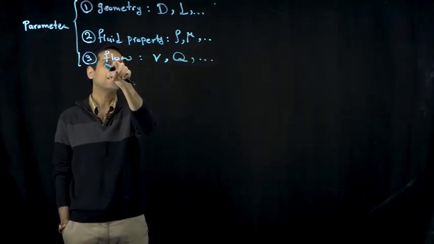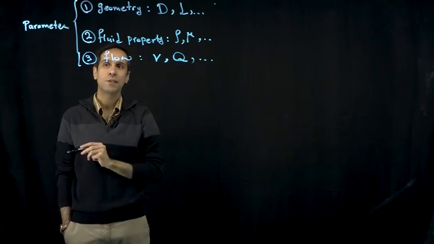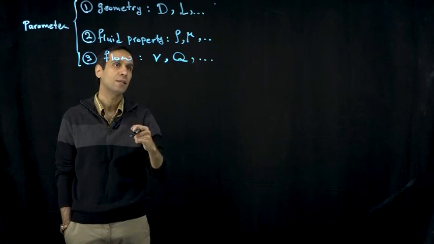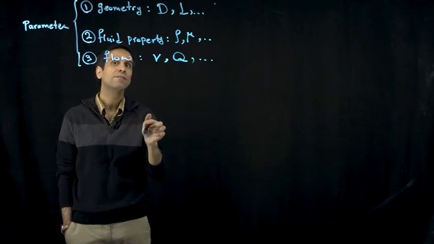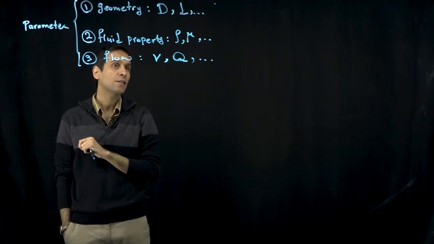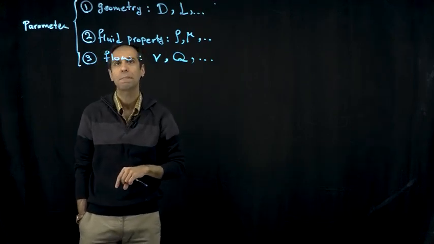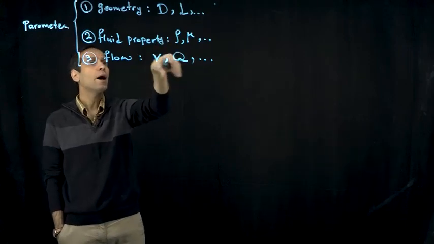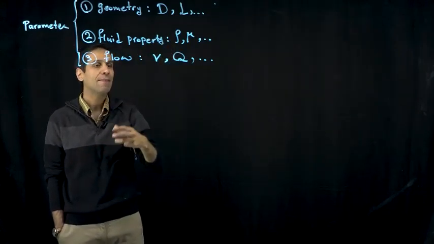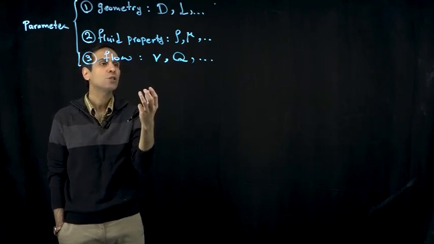Please pay attention to the difference between 2 and 3. Fluid property just depends on the fluid by itself, not the flow condition, whereas the third item is talking about the fluid in motion. Okay. We can combine some of those parameters together and group them in a dimensionless way.